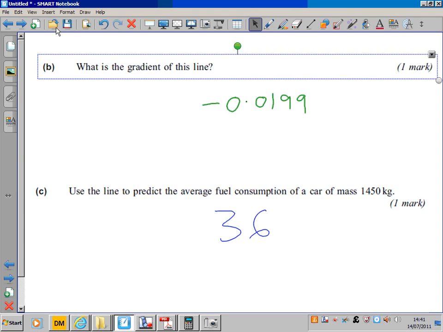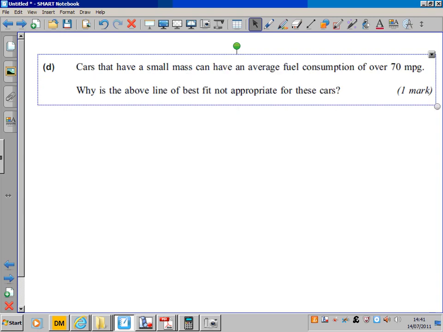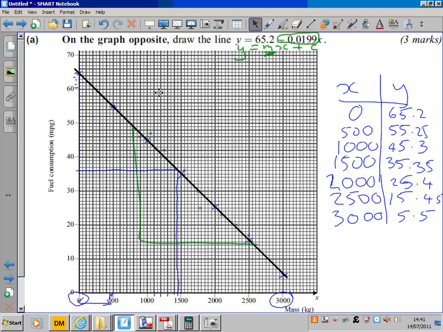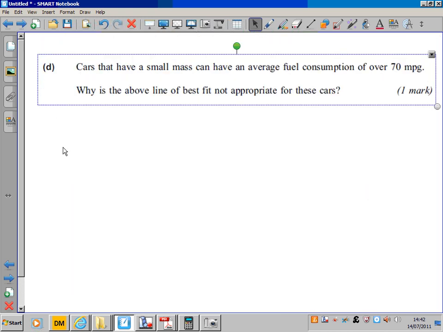Okay, and the final part of this question says, cars that have a small mass can have an average fuel consumption of over 70 miles per gallon. Why is the above line of best fit not appropriate for these cars? Okay, well, let's look back at the line of best fit. And we notice that the line of best fit never actually gets to 70 on the y-axis. It stops before that, which means that to get a y value of 70, we'd have to have a negative x value. And you can't have a negative mass, so that would be impossible. So this line of best fit doesn't apply to that. So we just need to write that down in words.